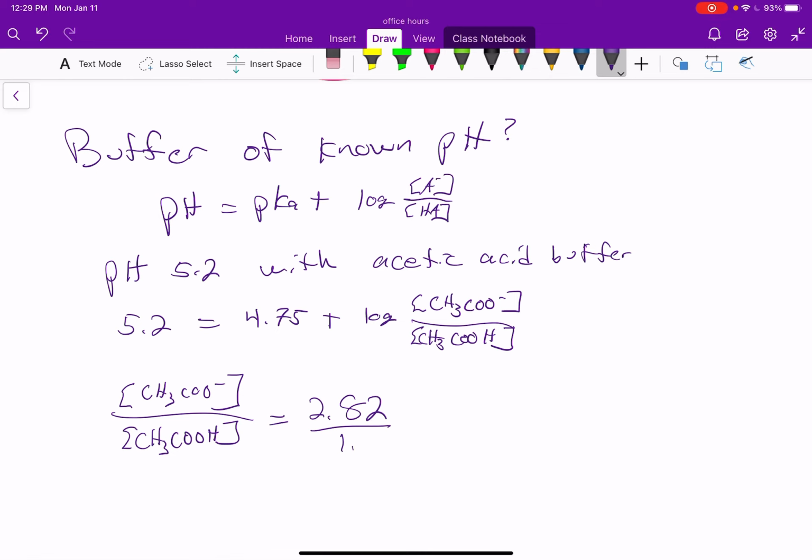So this tells you that the ratio of the acetate to the acetic acid is 2.82 to 1. You need 2.82 times as much acetate, which makes sense. The pKa is 4.75, and that's when they're equal to each other. We want a little higher pH, so we're going to have a little more of the base there. Now, it does not tell you the absolute amount. As long as you have this ratio, you'll have the right pH. You could have 2.82 moles of acetate and 1 mole of acetic acid. You could have 282 moles of acetate and 100 moles of the acetic acid. As long as you have that ratio, you'll get that pH.